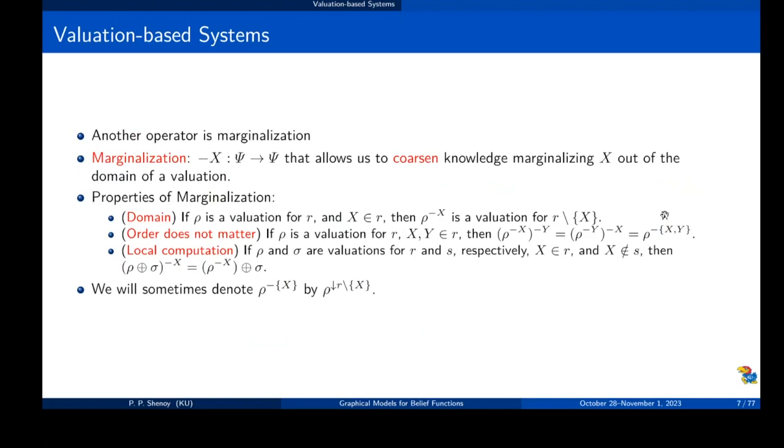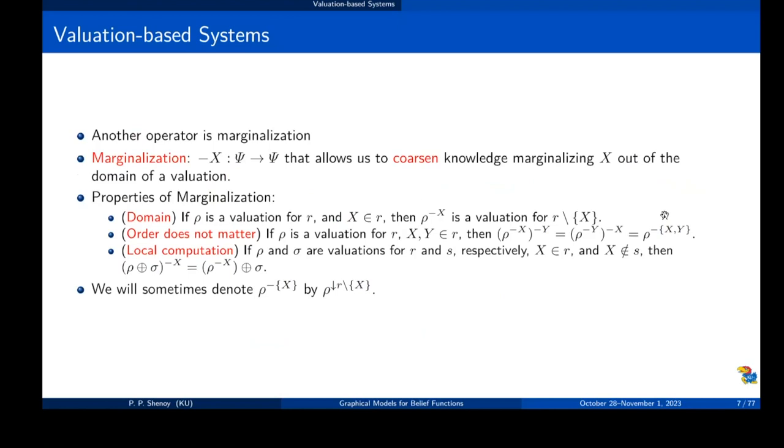And finally, this is really important. This axiom deals with both combination and marginalization. We call it local computation. Basically, this axiom says rho is a valuation for R and sigma is a valuation for S. If X is only in R and X is not in S, and I want to remove X from my joint, then I don't need to compute the joint. Since X is only in R, I can just marginalize rho and then add sigma. This combination is a lot cheaper than the other, because that one is on the space of R union S, and this marginal is only on the space of R. So whatever theory we use, it's important that we satisfy this. Otherwise, we can't do the computation.